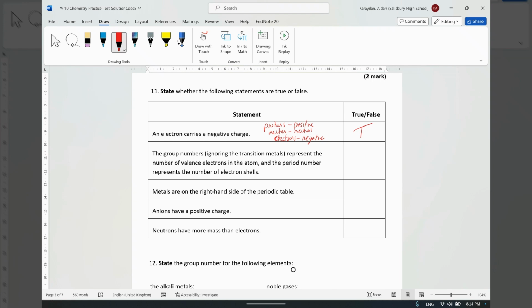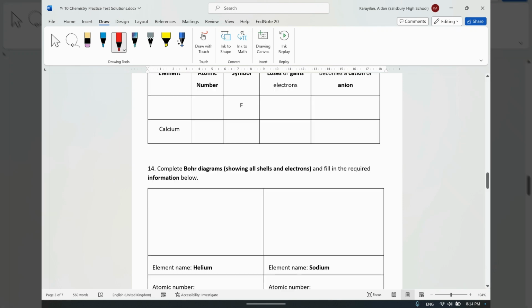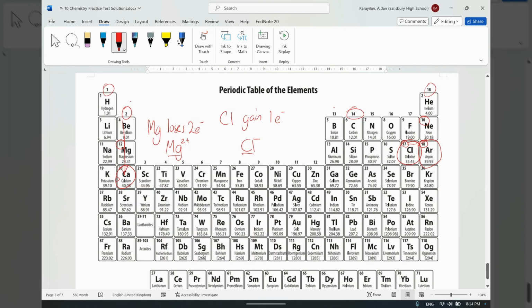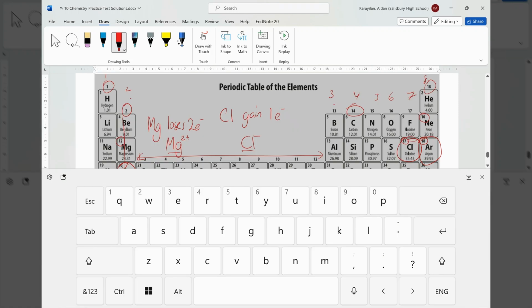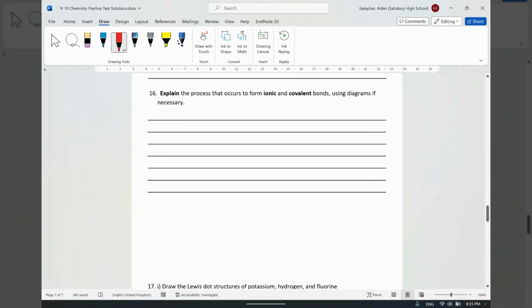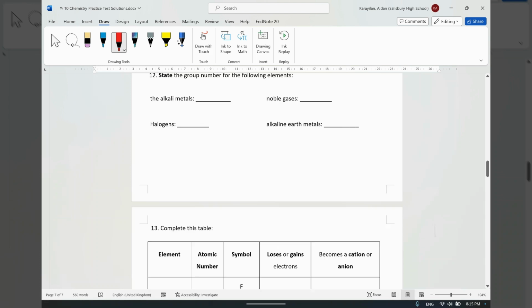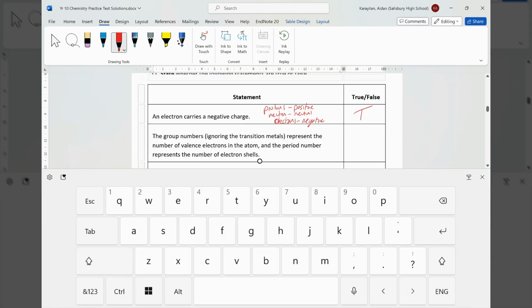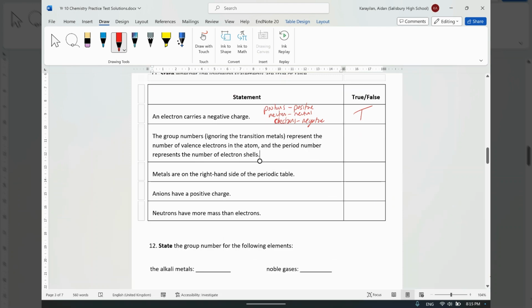Okay, so the next one is the group numbers, ignoring the transition metals. So if we go down to the periodic table, when it says the group numbers ignoring the transition metals, it is saying that this is 1, 2, 3, 4, 5, 6, 7, 8, because we're going to ignore the 10 across here. The group numbers ignoring the transition metals represent the number of valence electrons in the atom. Cool. So I think we know that's true.